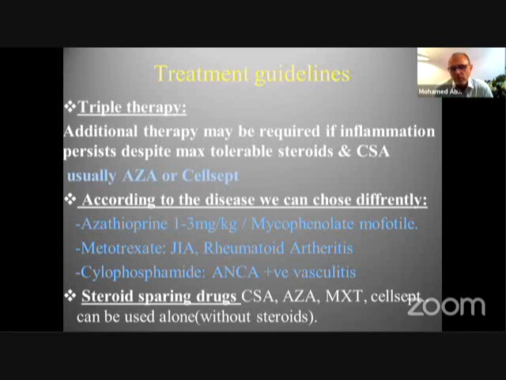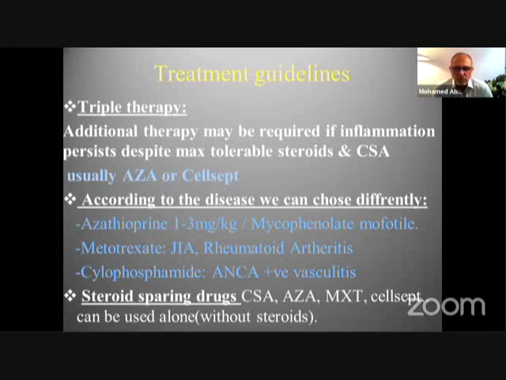Sometimes the disease requires a slightly different immunosuppressive drug. For instance, methotrexate is very often used for juvenile idiopathic arthritis and rheumatoid arthritis because it's well tolerated in children. Cyclophosphamide is especially used in ANCA-positive vasculitis up till now.